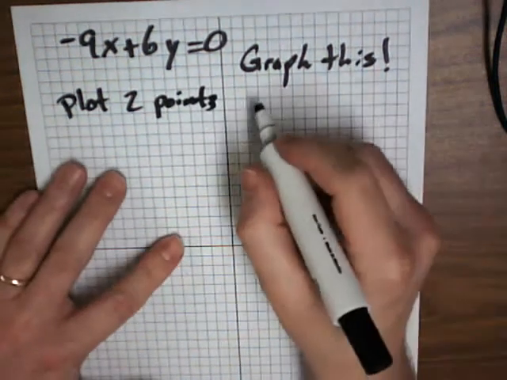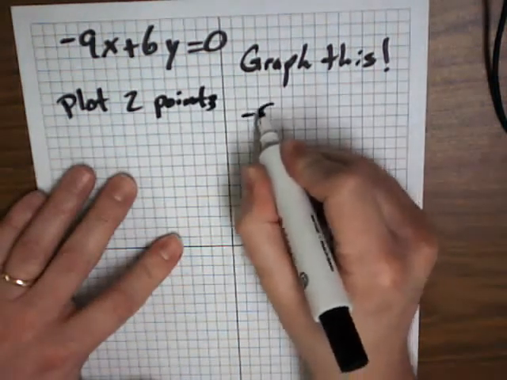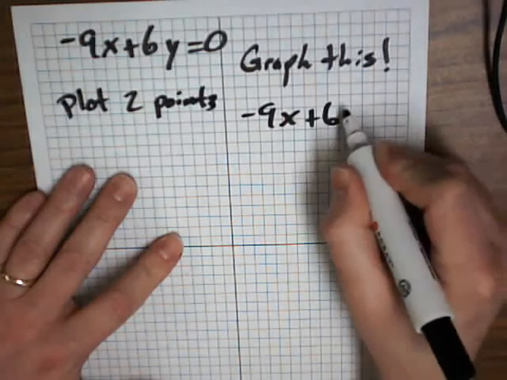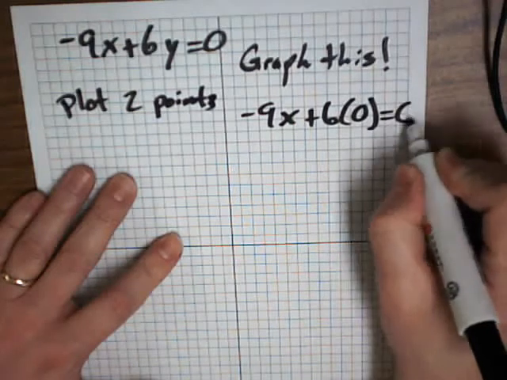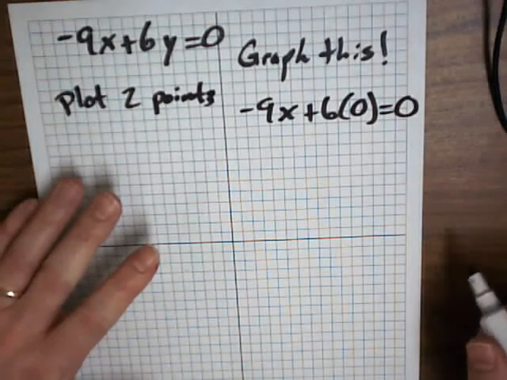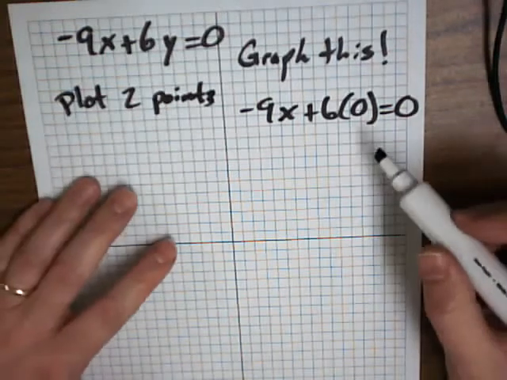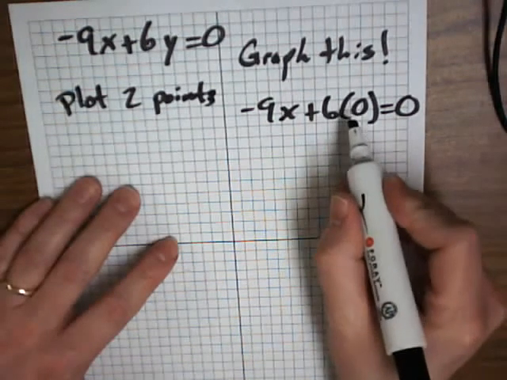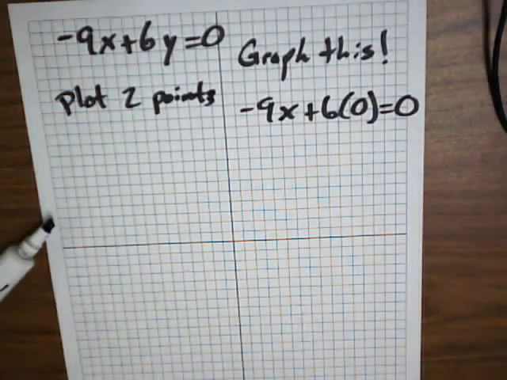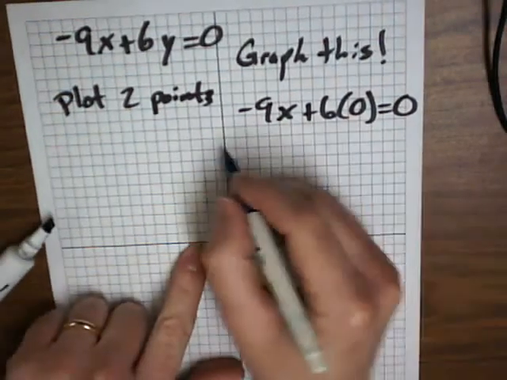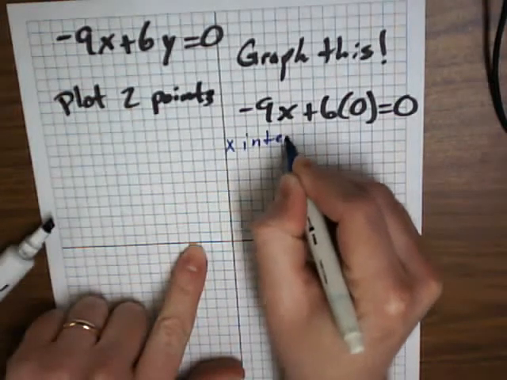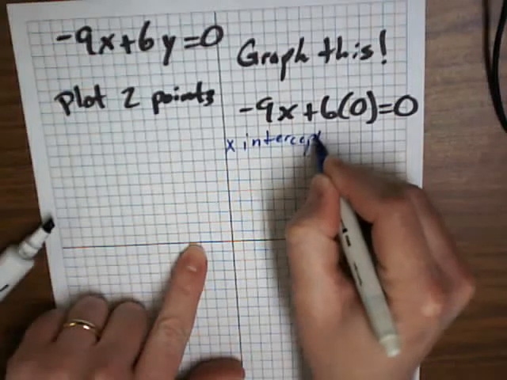So to do that, I'm going to say negative 9x plus 6 times 0 equals 0. So you know what I'm doing here? I'm trying to find which intercept. Which intercept do you find when you put a 0 in for y? Okay, so technically what I'm doing here is trying to find the y-intercept. I'm sorry, the x-intercept. That's what I'm trying to do.